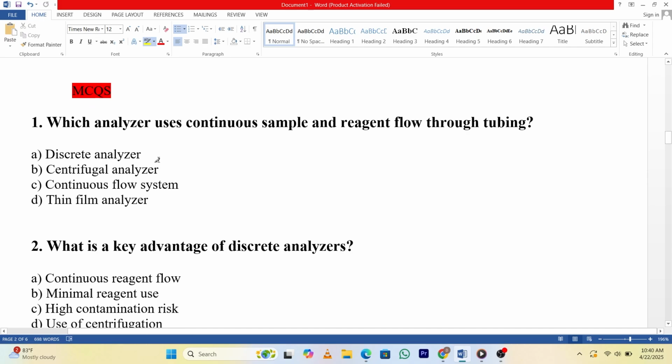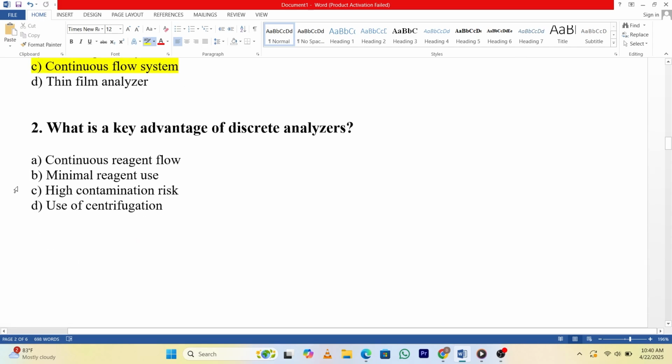1. Which analyzer uses continuous sample and reagent flow through tubing? A. Discrete analyzer. B. Centrifugal analyzer. C. Continuous flow system. D. Thin film analyzer. Answer: C. 2. What is a key advantage of discrete analyzers? A. Continuous reagent flow. B. Minimal reagent use. C. High contamination risk. D. Use of centrifugation. Answer: B.